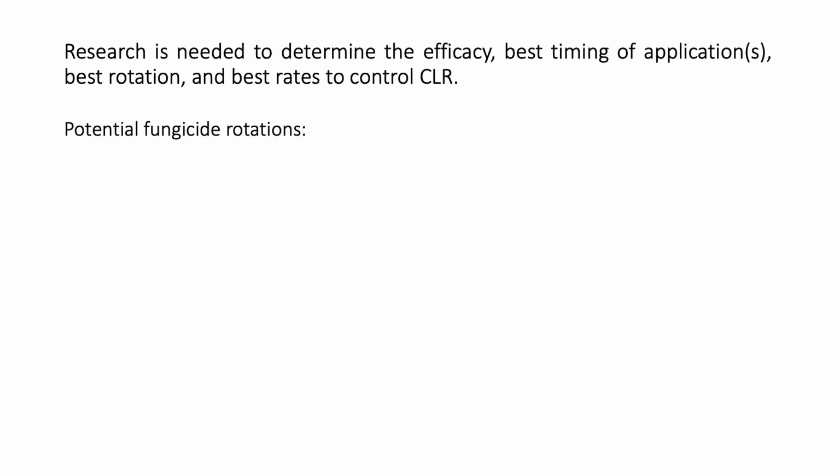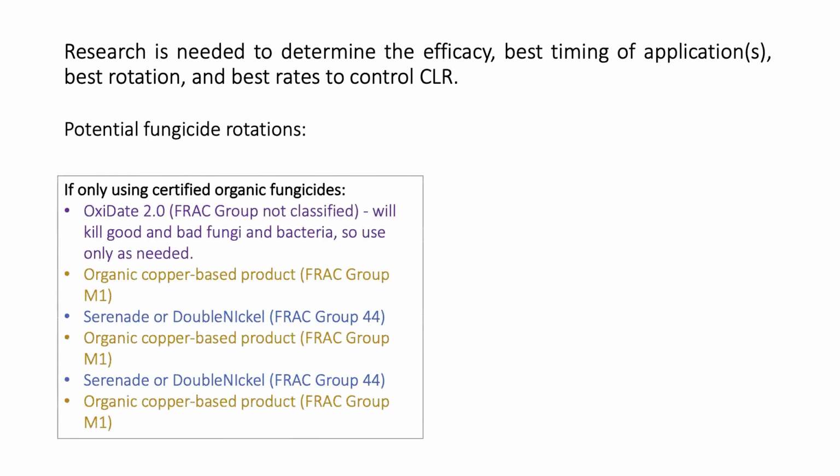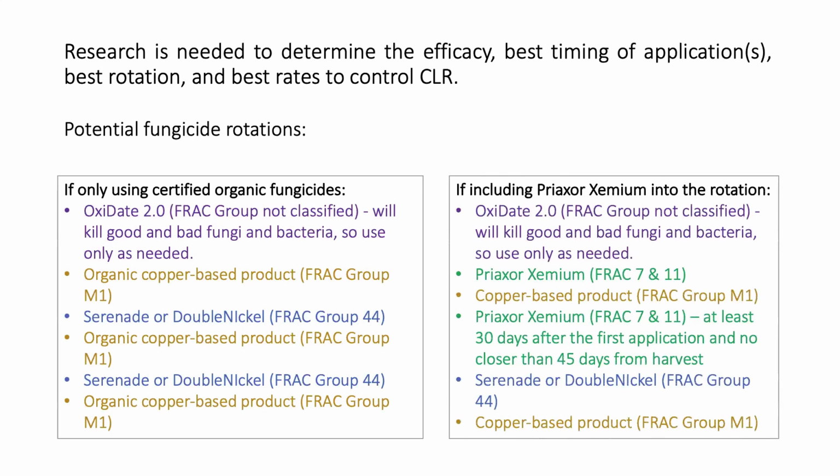While research is still needed to determine the best timing, rotation, and rates of currently approved fungicides for CLR control, below are a couple of the various possibilities of CLR fungicide rotations based on the different FRAC groups. There are organic products within each FRAC group, so rotating between copper products, Serenade, Double Nickel, and Oxidate will help an organic farmer maintain their certification.